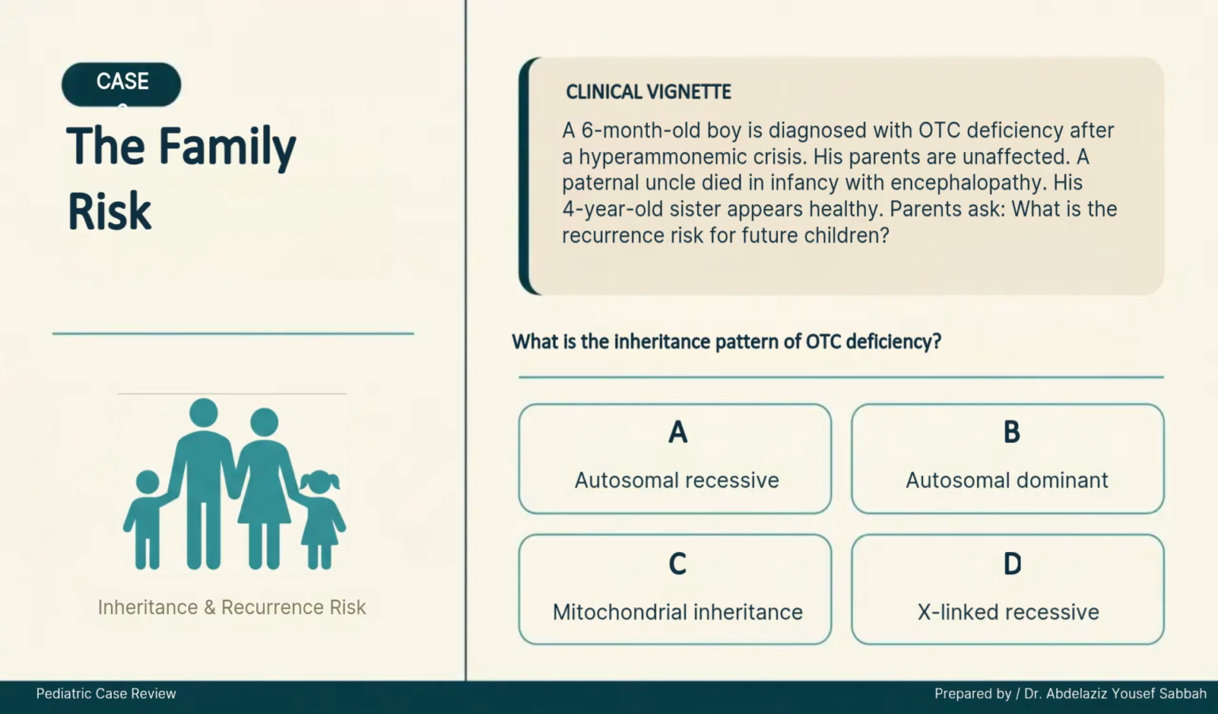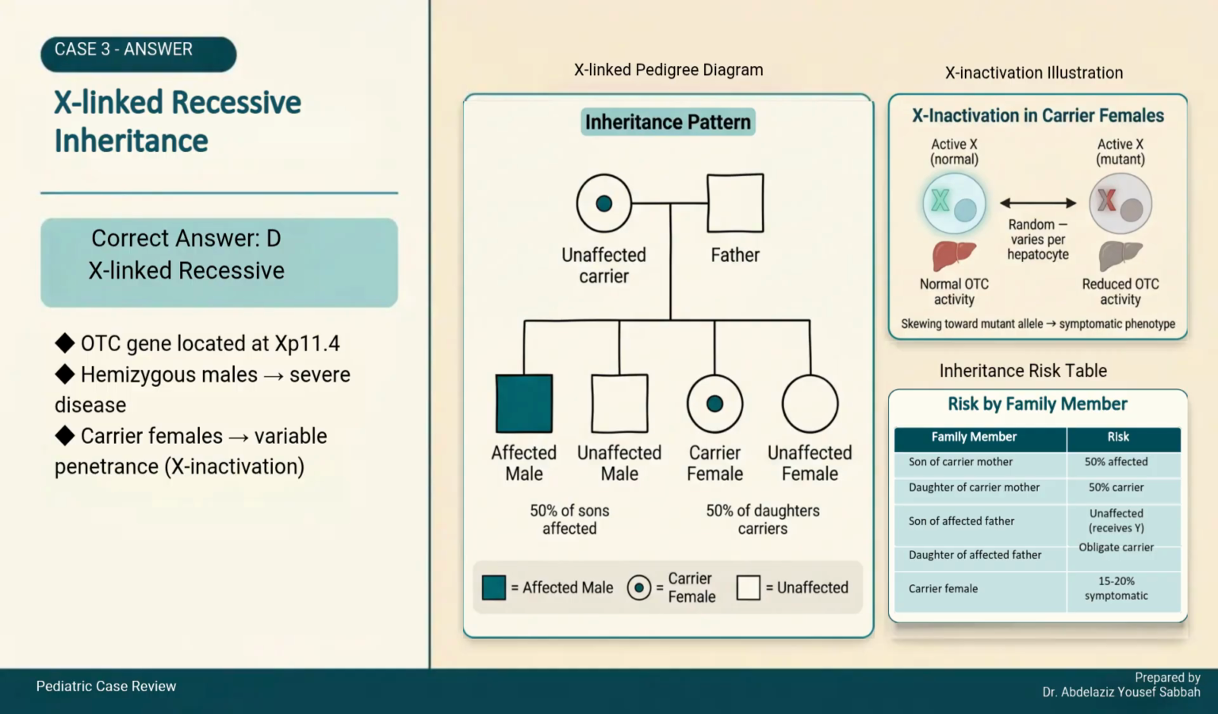Case 3. A 6-month-old boy is diagnosed with OTC deficiency after a hyperammonemic crisis. Both parents are unaffected, but a paternal uncle died in infancy with encephalopathy, and a 4-year-old sister appears healthy. The parents want to know the recurrence risk. To answer that, you first need the inheritance pattern. Which is it? The answer is D, X-linked recessive.